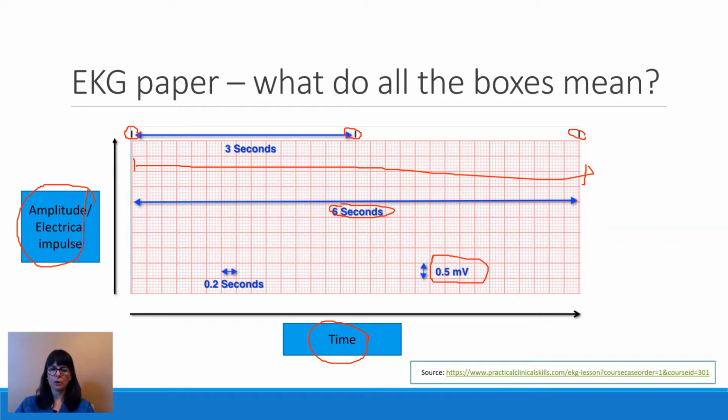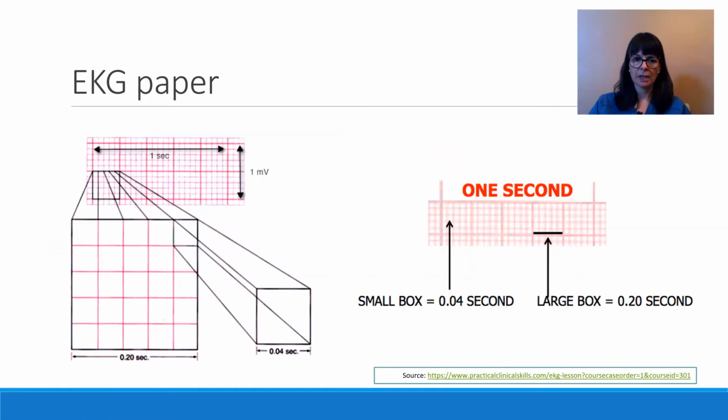And we'll go into how to determine the heart rate here in a bit. Now, looking at these smaller boxes, one of these represents 0.2 seconds. And that is important to know in terms of the different intervals, because certain intervals of the EKG are supposed to last a certain period of time, and if they don't, then we know what kind of dysrhythmia we might be dealing with. This here is another view of the EKG paper.